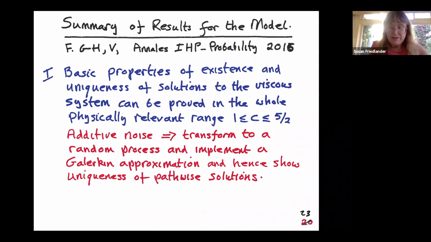For some questions, and in the discussion I gave of the deterministic case, we can prove the results for C in the whole range, but for some of the problems for the stochastically forced problem, the results are proved where C is between 1 and 2. But the basic properties of existence and uniqueness of solutions can be proved in the whole range.